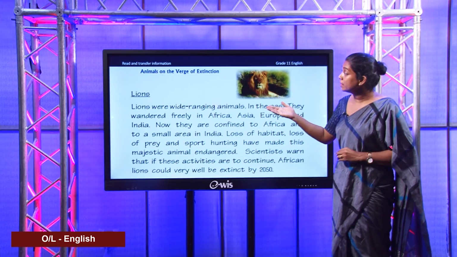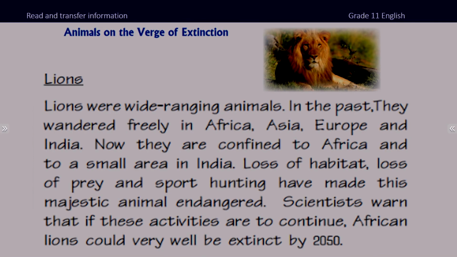Now, let's read about lions. Lions were wide-ranging animals. In the past, they wandered freely in Africa, Asia, Europe, and India. Now they are confined to Africa and to a small area in India. Loss of habitat, loss of prey, and sport hunting have made this majestic animal endangered. Scientists warn that if these activities continue, African lions could very well be extinct by 2050.